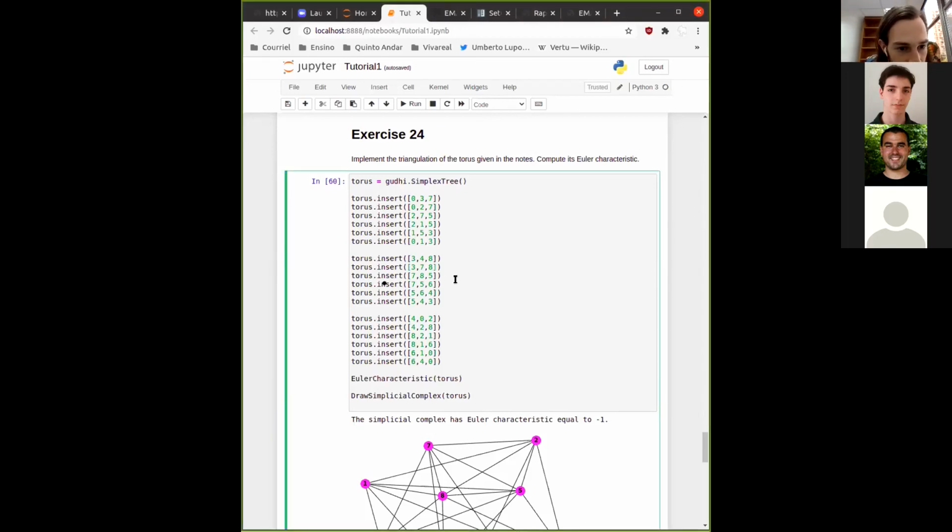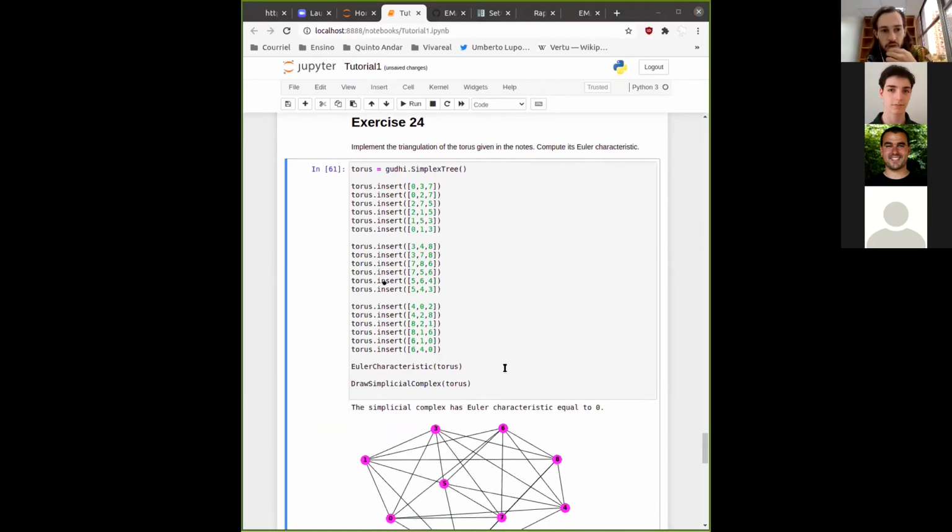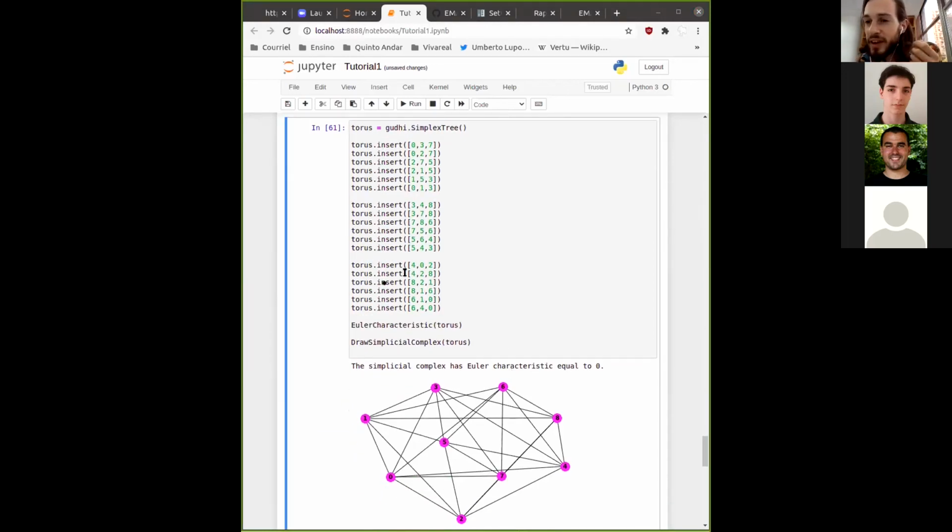Oh, there is a mistake here: 7, 8, 5 should be 7, 8, 6. There was a mistake. I have a Euler characteristic of 0 now.